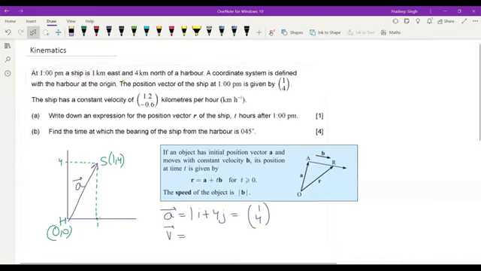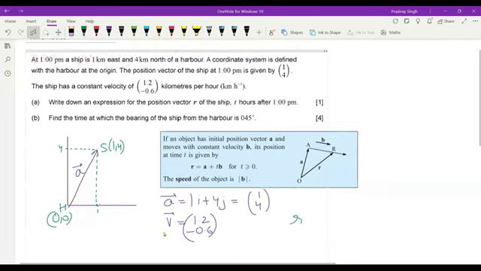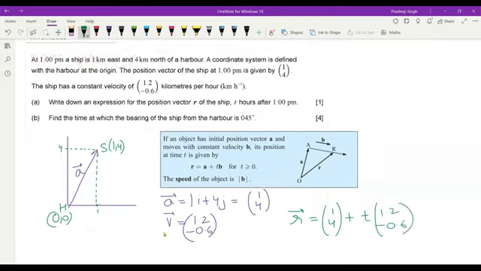So the velocity vector is (1.2, -0.6). This is the B which we require for this expression. Hence, putting both the values, we will write down the vector r as (1, 4), which is the initial position vector, plus t times the velocity vector, which is (1.2, -0.6). And that's the answer for part A.